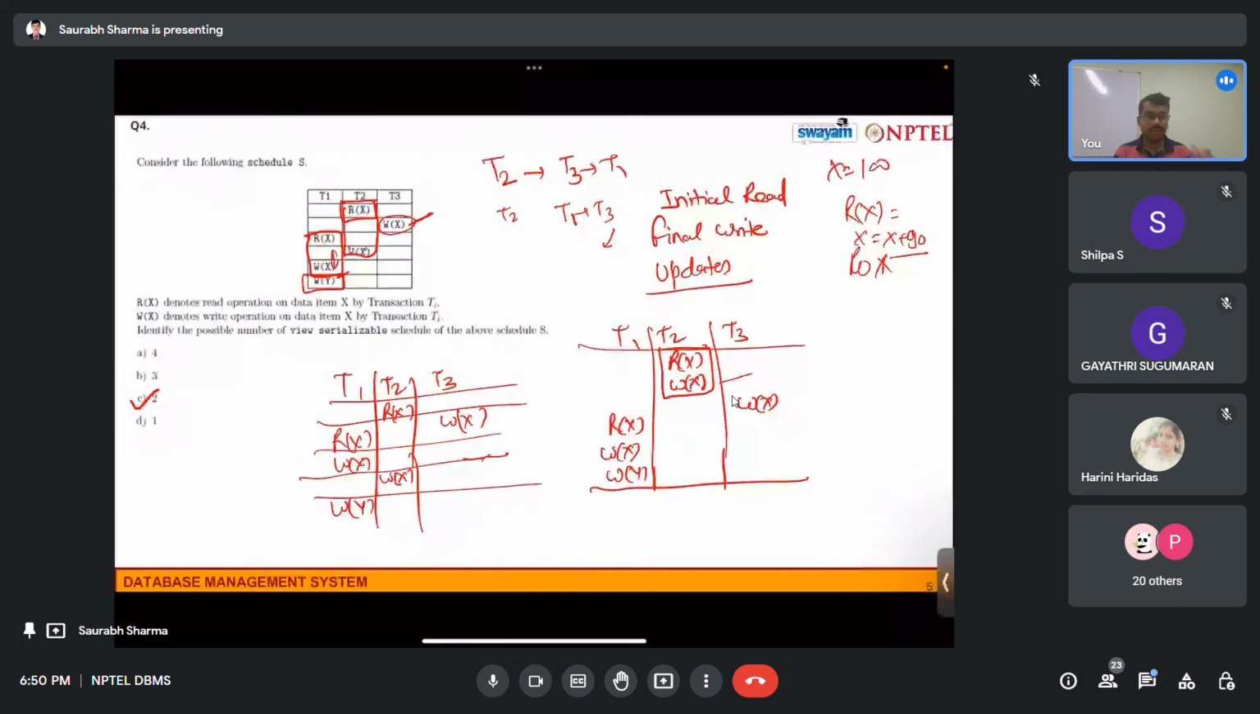What we have to clarify in case of view serializability is that if there is an edge from T1 to T2 and then T2 to T1, we have to ensure that first any one of these two should complete, then the other one should execute. We have to either miss this edge, or we have to cancel this edge.